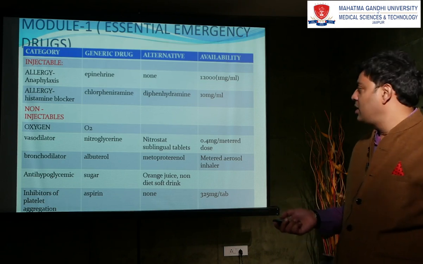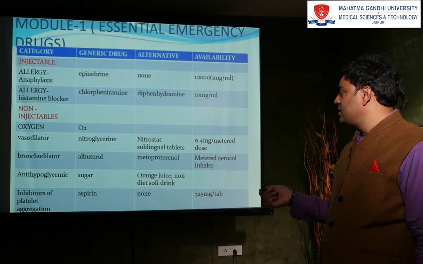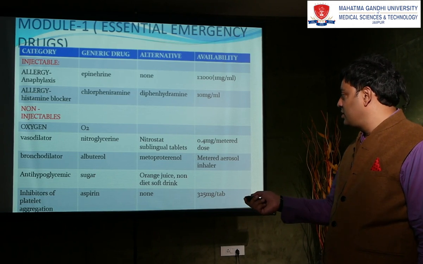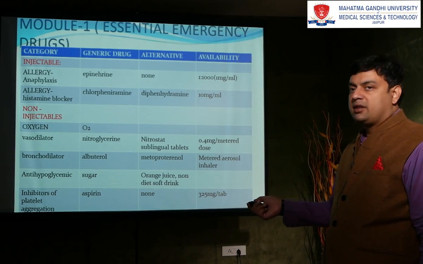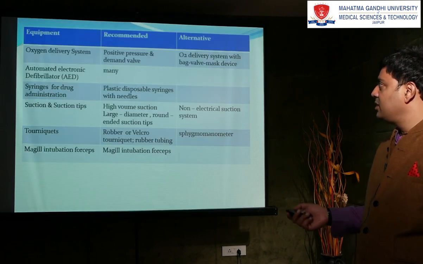Bronchodilator, you have albuterol. Metoprolol is an alternative. Antihypoglycemic, sugar; an alternative is a juice or a soft drink. Or inhibitors of platelet aggregation, you have aspirin, which is a blood thinner, 325 mg per tablet.